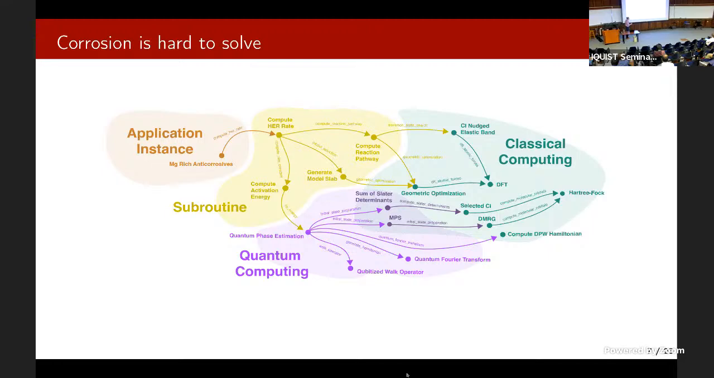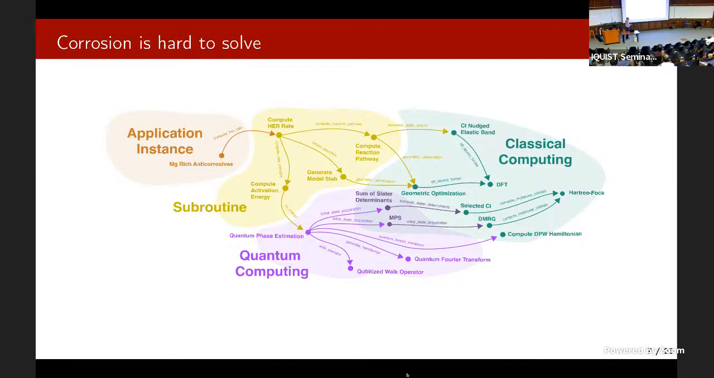Now, this is a quantum computing routine. That quantum phase estimation routine itself uses something called a qubitized walk operator, a quantum Fourier transform, but also we have to do something called initial state preparation. I'll get into depth on many of these in the following slides, where we might actually use a classical technique to give us something to load onto the quantum computer in the beginning.